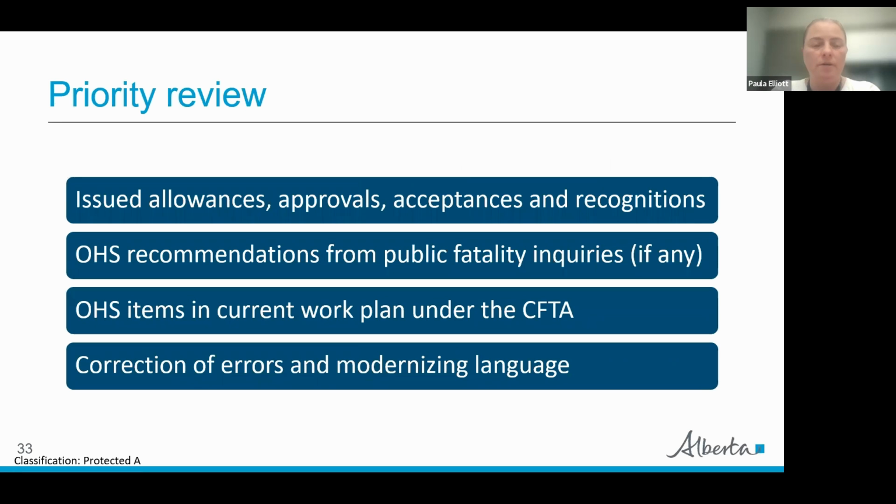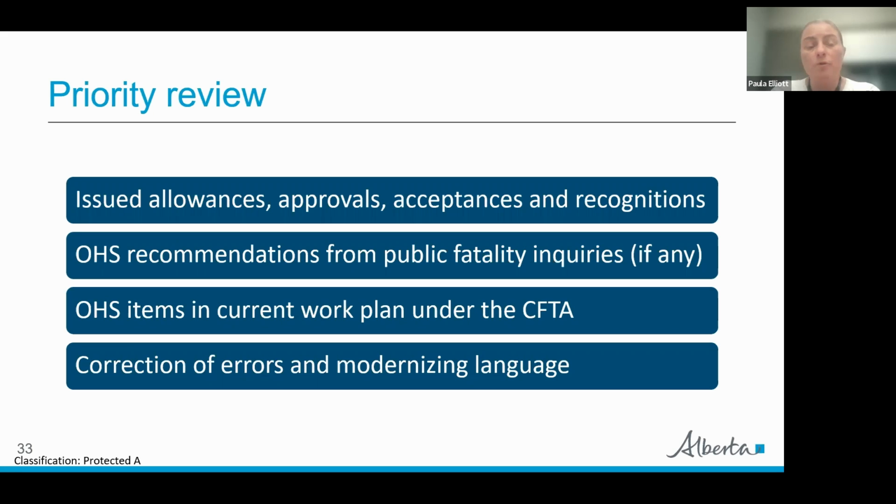But I mentioned earlier in the presentation some priority review for future changes to the OHS code. We have 4 items here. The first is issued allowances, approvals, acceptances, and recognitions. We had 3 this time around that we included into the legislation where it made sense to. Those processes are fairly robust, and again, they're only issued in cases where there is equal or greater protection for worksite health and safety.